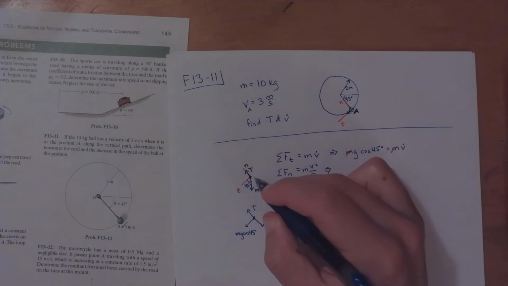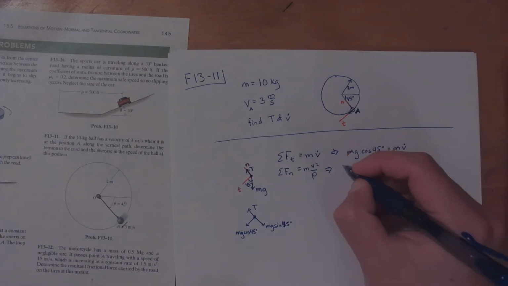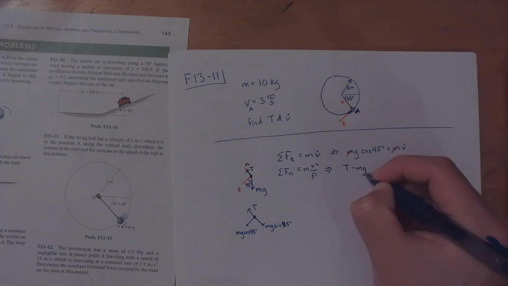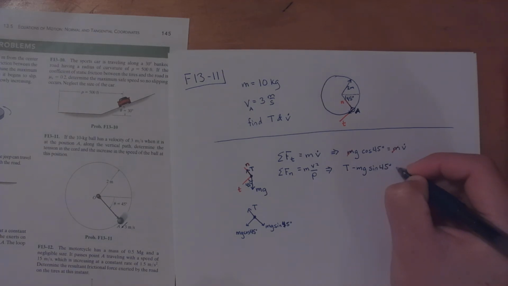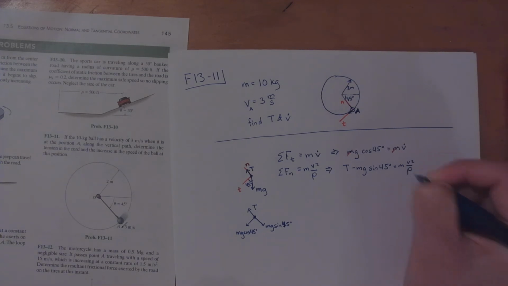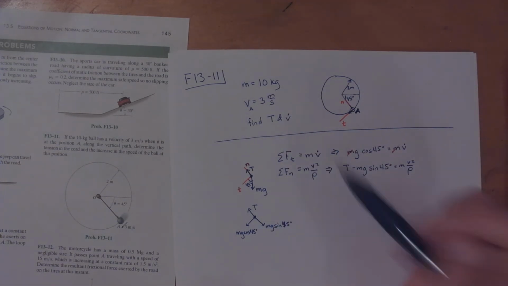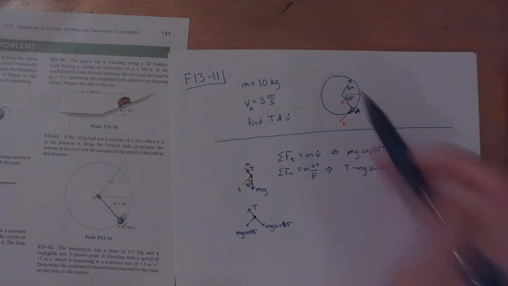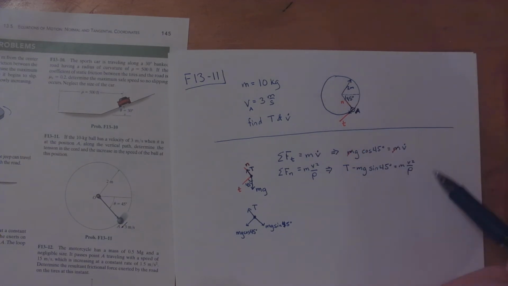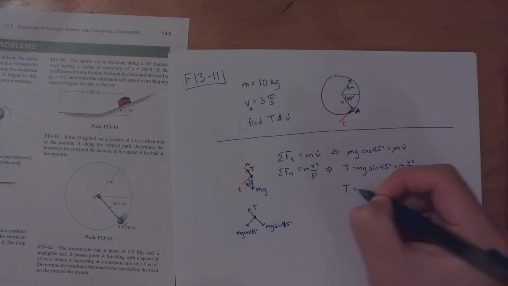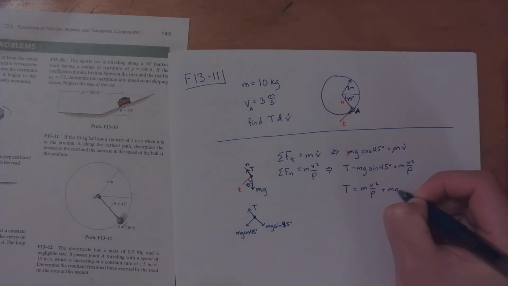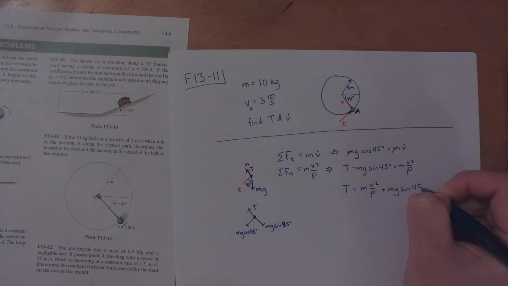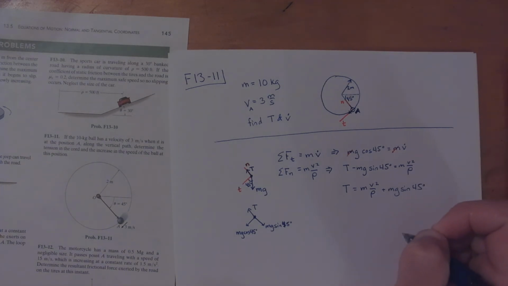And then inwards is the positive normal direction, so I have T minus mg sine of 45 degrees is equal to m times v squared over rho. I was given the mass, I was given v, and rho is 2 meters. I just have to bring this over to the other side and plug things in, and I have T is equal to mv squared over rho plus mg sine of 45 degrees. I will let you plug in the numbers on your own.